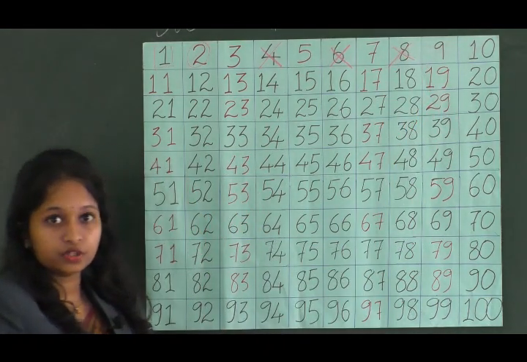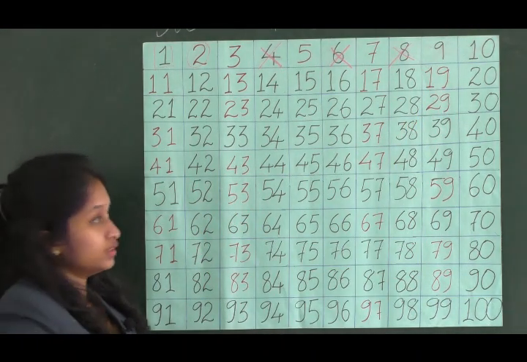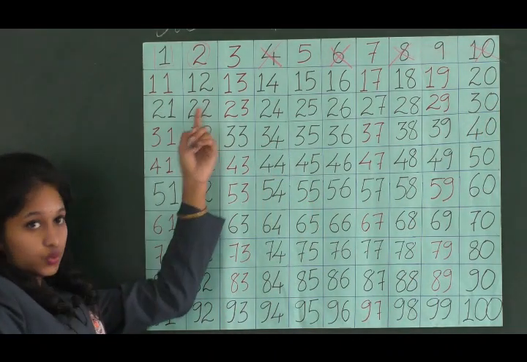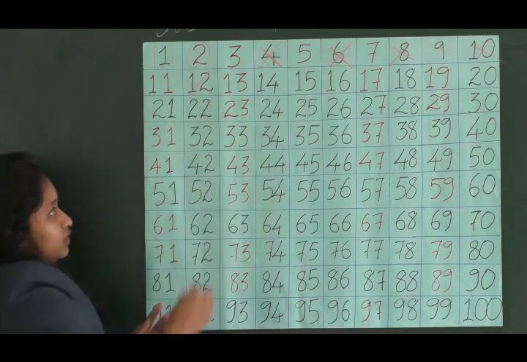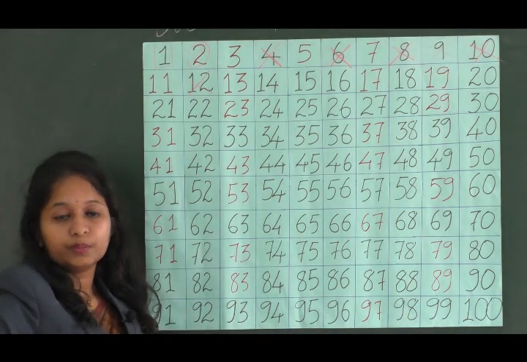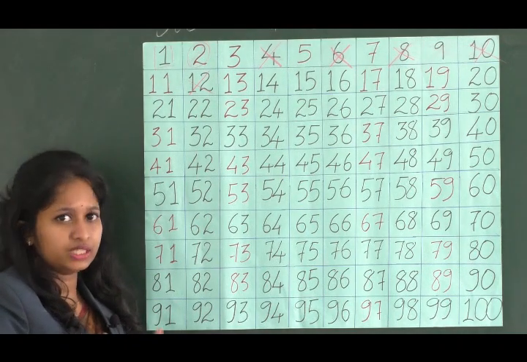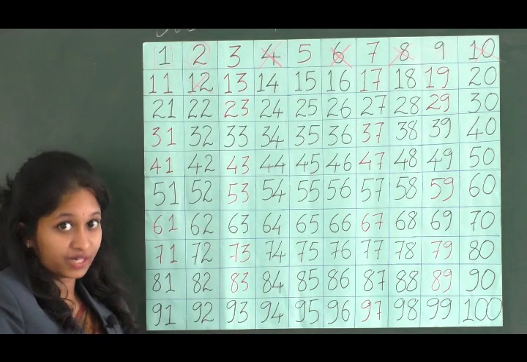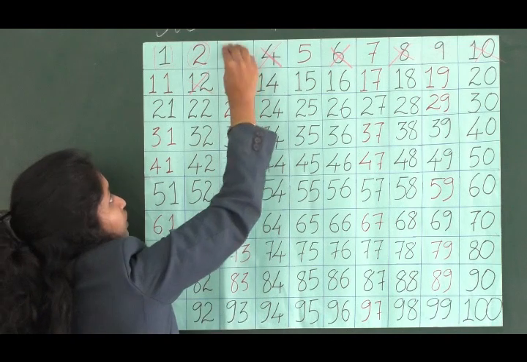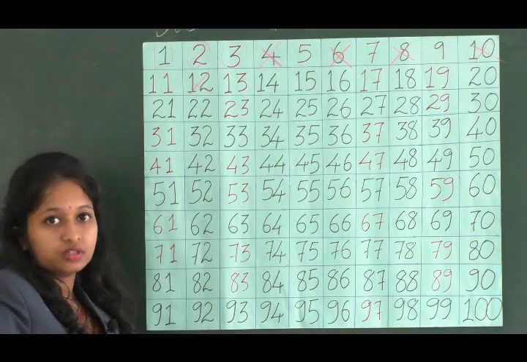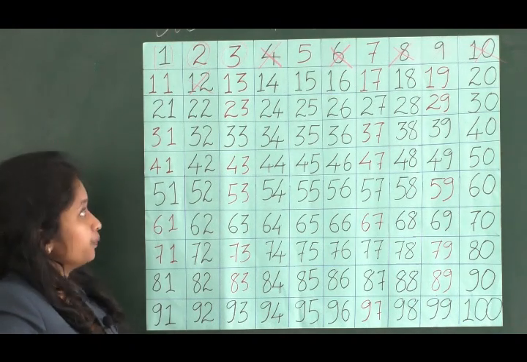Is 9 a multiple of 2? No, right? Again 10, 11, 12 is a multiple of 2, and so on. We will cut all the multiples of 2. Now take 3. Is 3 prime or composite? It's prime, right? So encircle 3 and cut all the multiples of 3.